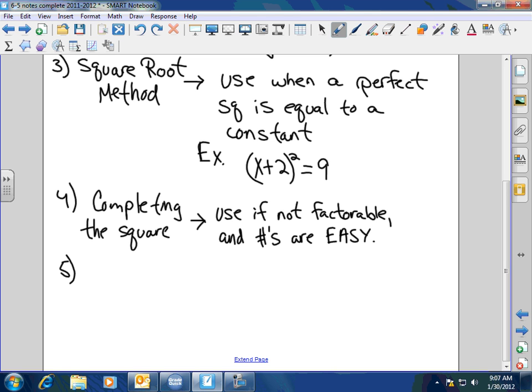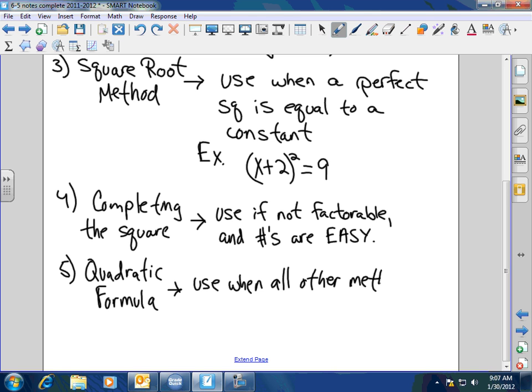And the last but not least, of course, is the quadratic formula. And the quadratic formula you're going to use when all other methods are just too tedious. And of course, tedious being they just take too long, too many steps, too many fractions, too many decimals, too many whatever. And that's when you use the quadratic formula. All right? Thank you very much, and have a great day, guys.